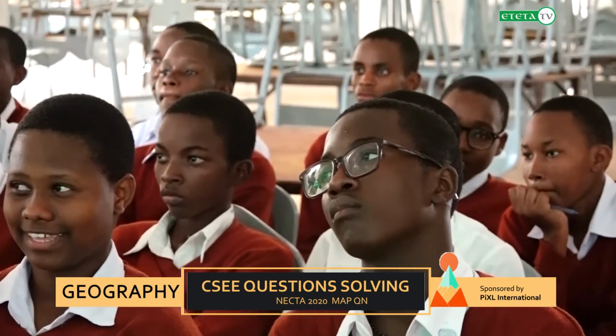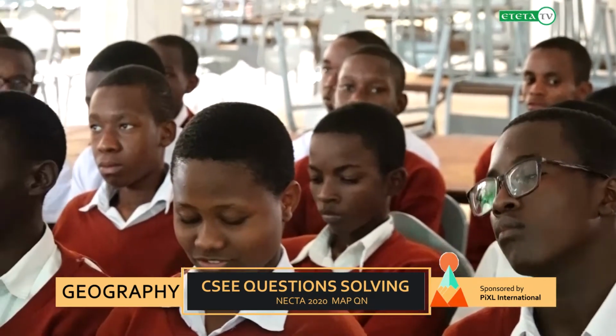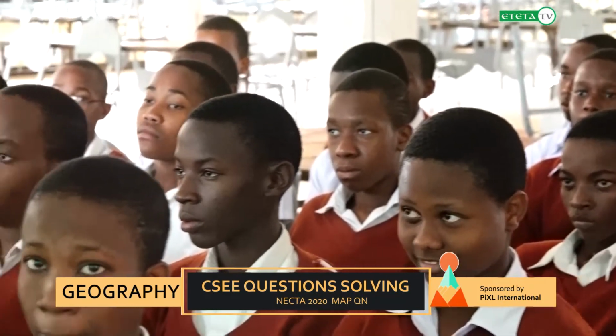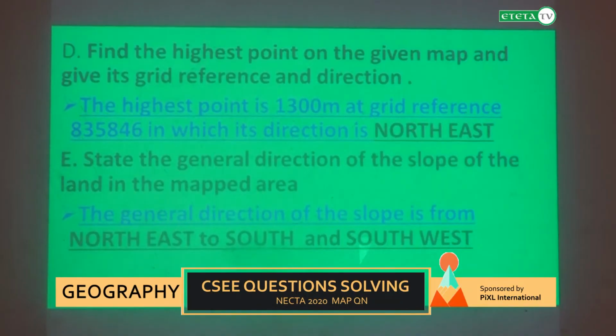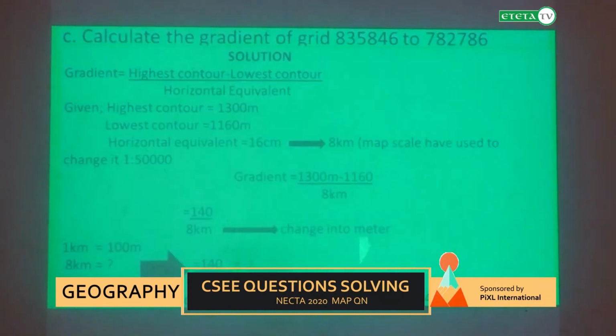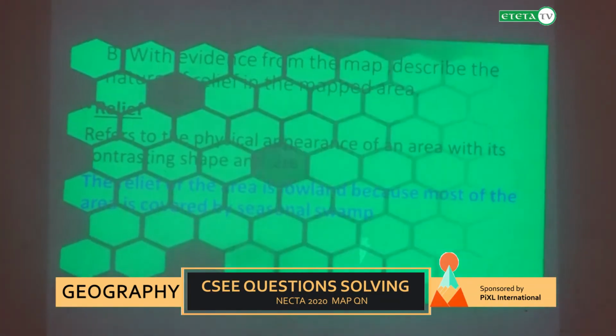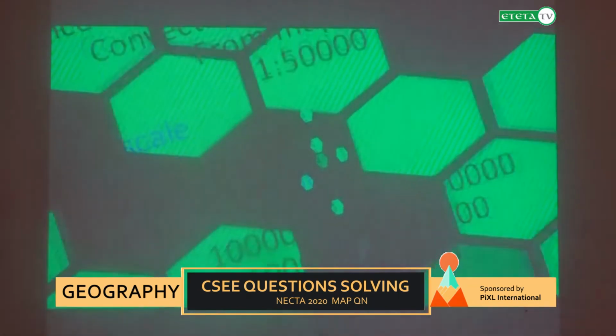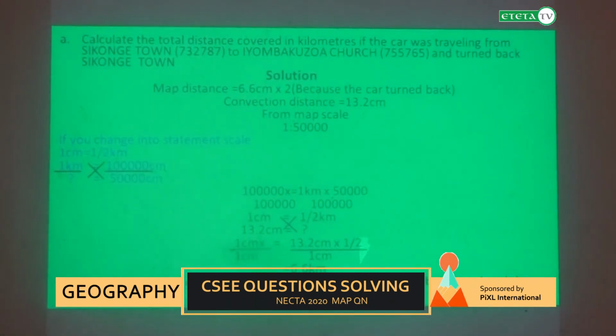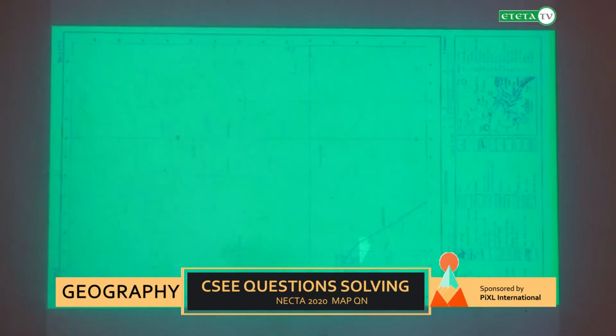And the last question is: state the general direction of the slope of the land in the mapped area. Here, if you check the general direction of the map, as I said, the highest point is shown in this area here. So the general direction of the slope is this way. Here, you check the highest point. Here, the highest point has been located here.